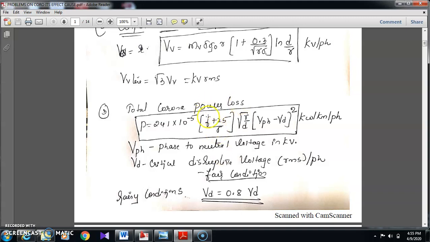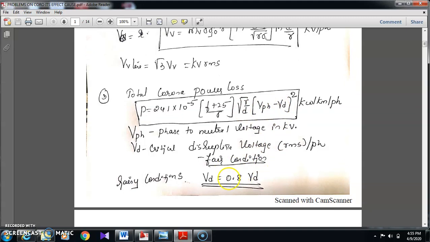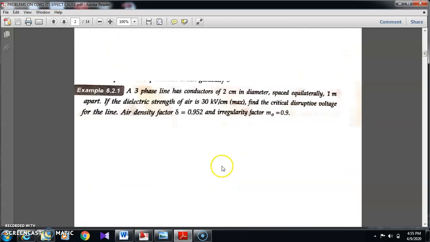And this is for fair conditions. If it is rainy, corona loss and power loss will be more. In that case, VD changes from the normal VD to 0.8 VD. With this, we'll start the problems.